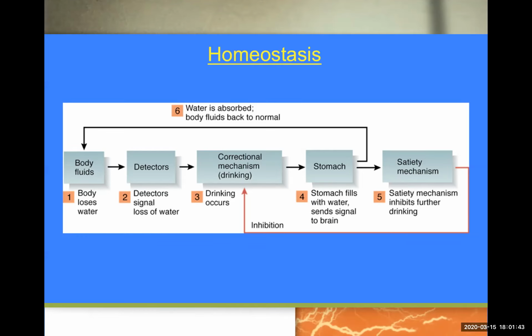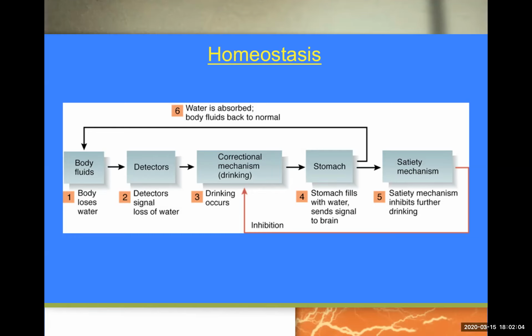If you waited until the water actually got all the way through your stomach, into your blood, all the way to your brain, now you'd have too much water. You'd have drunk too much, and you'd have to oscillate back the other way. So you need a feedback system that responds even before the water actually gets there. And this is common for most kinds of homeostatic feedback. You also want to be not too sensitive.